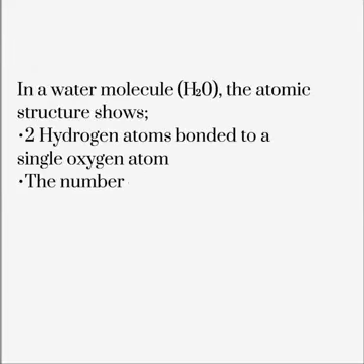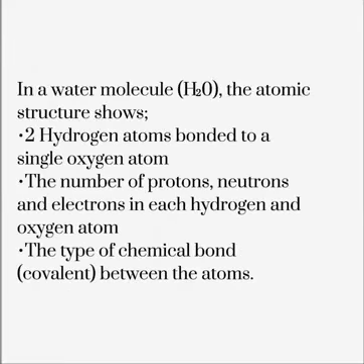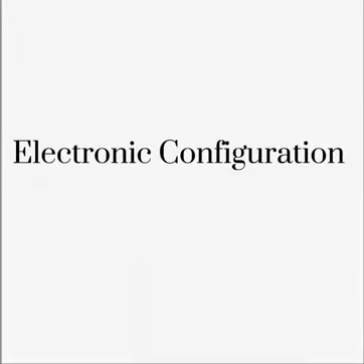Here's a simple example. In a water molecule, H2O, the atomic structure shows two hydrogen atoms bonded to a single oxygen atom, the number of protons, neutrons, and electrons in each hydrogen and oxygen atom, and the type of chemical bond between the atoms. Having understood the concept of atomic structure, let's move further to electron configuration.